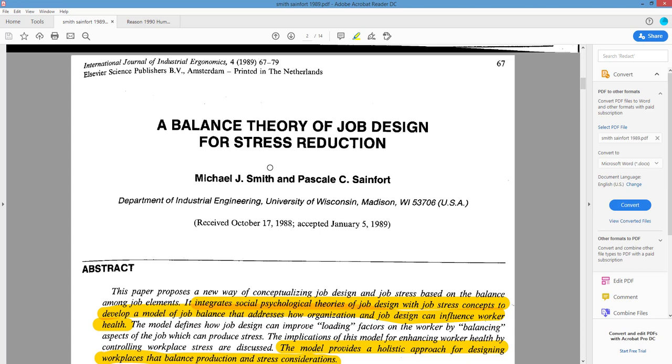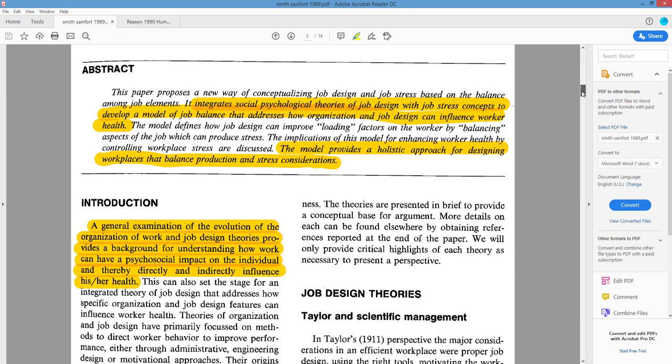So let's first go through The Balance Theory by Mike Smith and Pascal Sainfort, now Pascal Carrion. This is a great paper. This is a foundational, seminal work that I use for a lot of the things I practice today, and it provides a really great literature review, and it refers to some things we already covered and some things that we haven't.